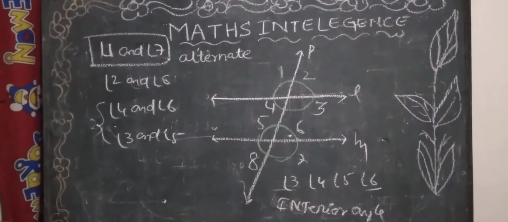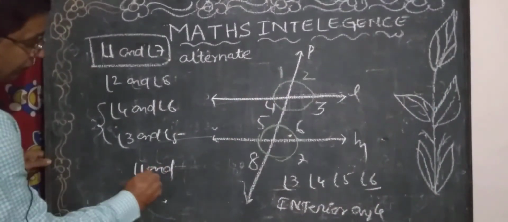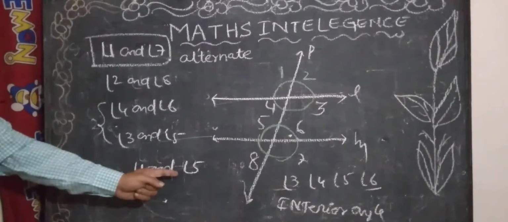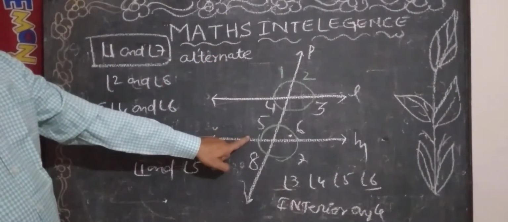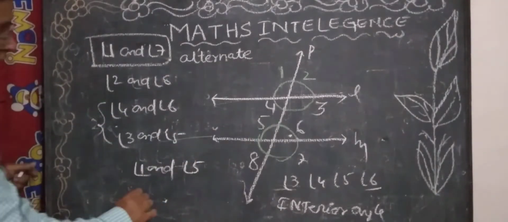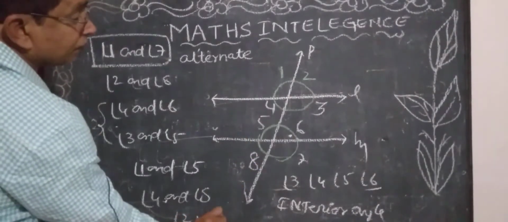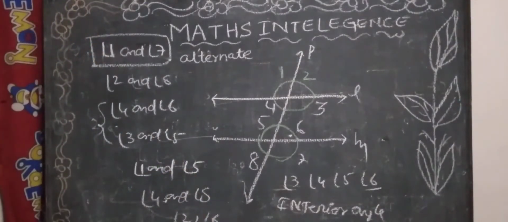Now we go to one more example. What is that? Angle 1 and angle 5. What type of angles are these? Corresponding angles. Angle 1 and angle 5 are corresponding angles. One is an exterior angle and the other is an interior angle. Next, angle 4 and angle 8, angle 2 and angle 6, angle 3 and angle 7. These are the corresponding angles.